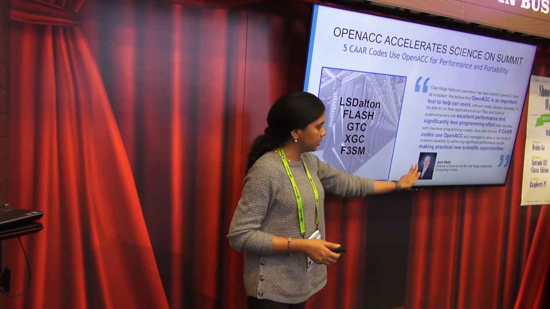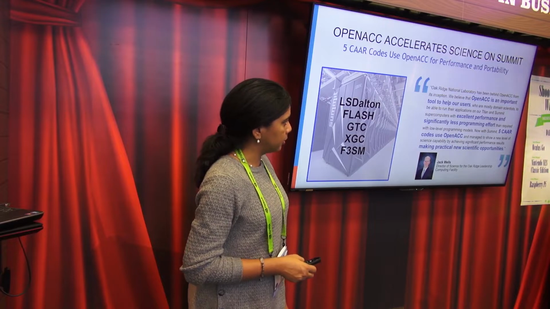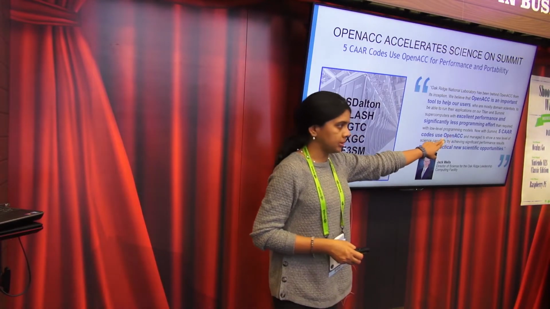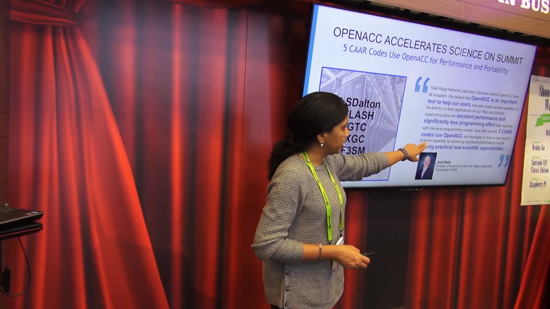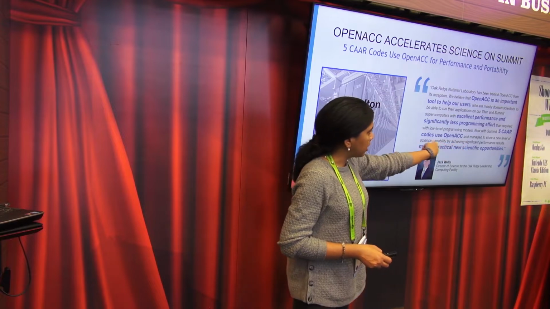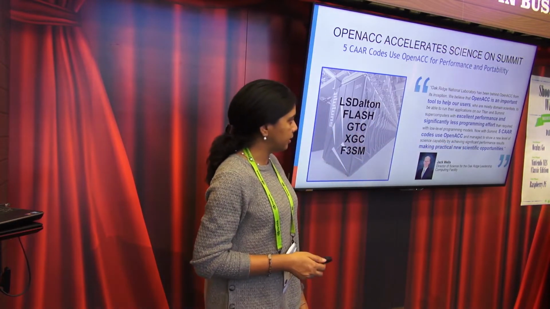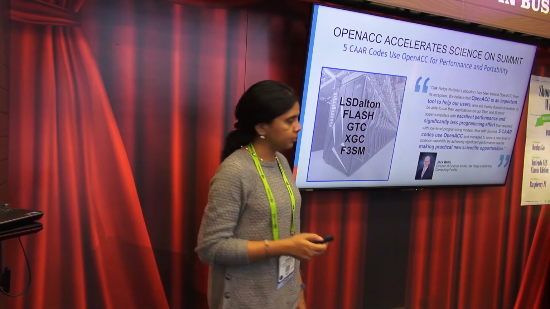I don't know what the other A stands for, but these are the 5 CAR codes that use OpenACC for performance and portability. And you would see a quote from Jack Wells, Director of Science for the Oak Ridge Leadership Computing Facility, where the takeaway is that on Summit, which is the fastest supercomputer right now, with IBM Power 9 and Volta 100 GPUs, 5 of the CAR codes are using OpenACC to show a new level of science capability by achieving significant performance results, making practical, newer scientific opportunities possible.